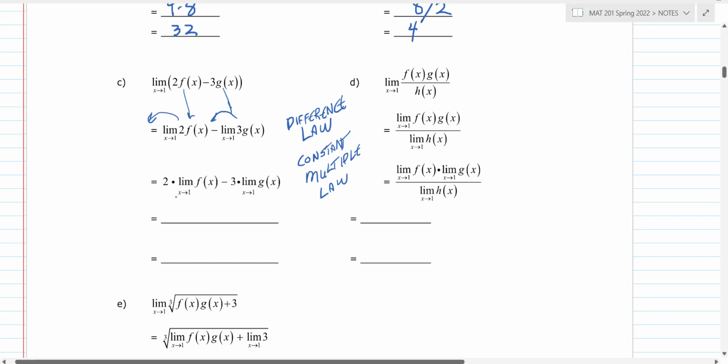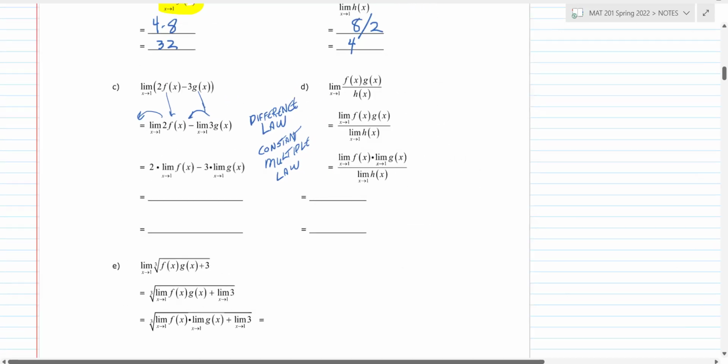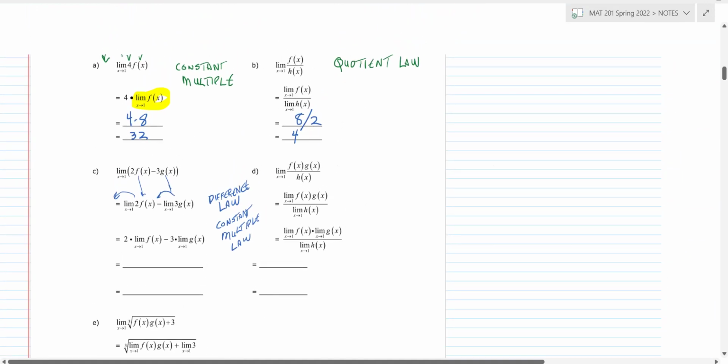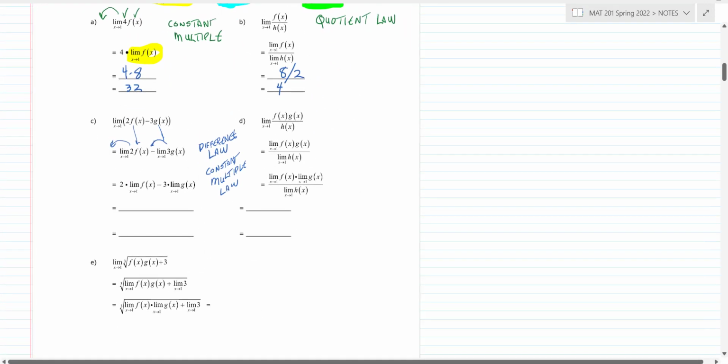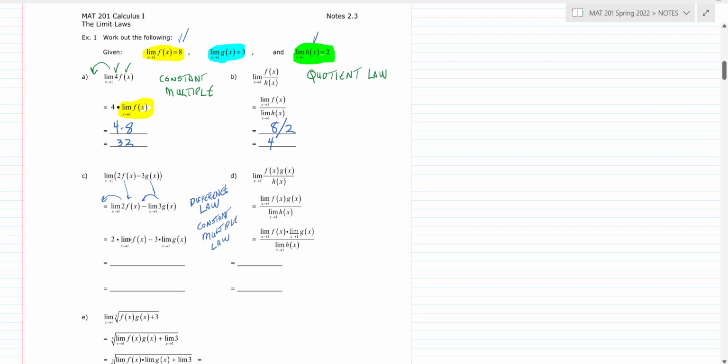So I did that, and then once I've done that, I can take the limits that I gave you, then we can work out the arithmetic. So if you go back to the top of the page, you should see that the limit of f of x is equal to 8, so we have 2 times 8, and then the limit of g of x is equal to 3. So we're just doing 16 minus 9, so that's equal to 7.